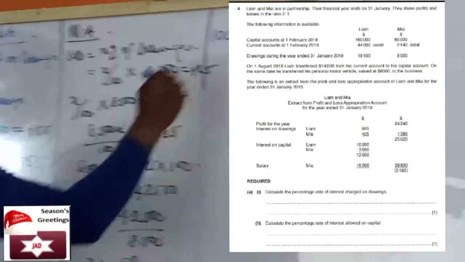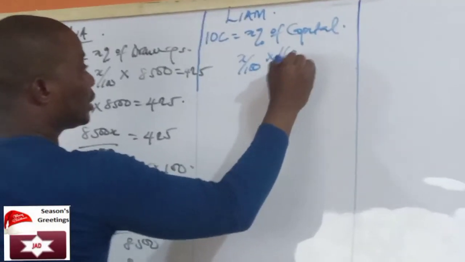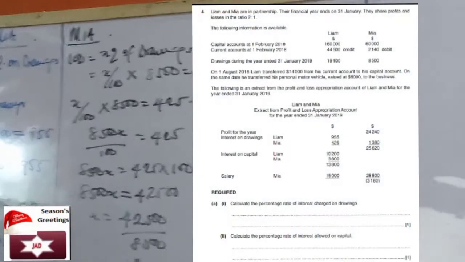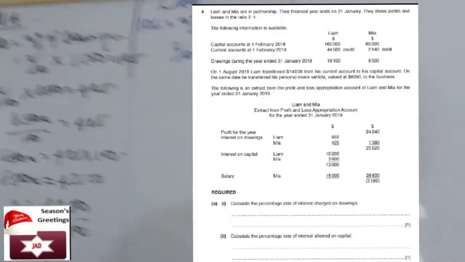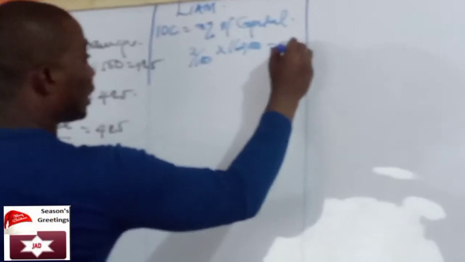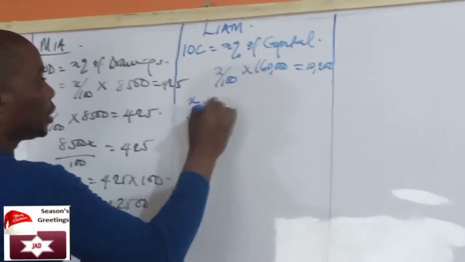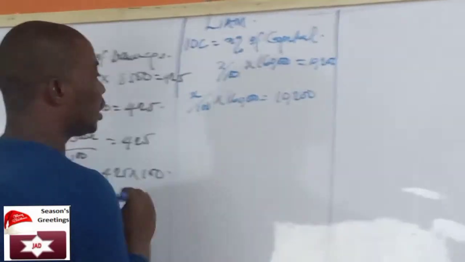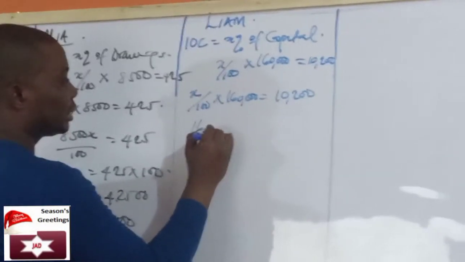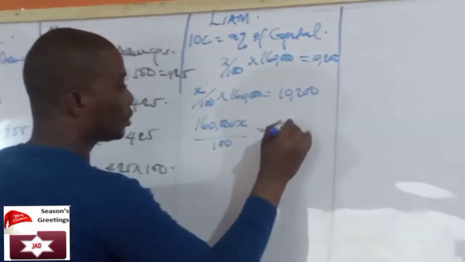So we're going to say X over 100 times 160,000 equal to how much they give. They supplied it in the extract there. Interest on capital for Liam is $10,200. So that would be equal to $10,200. So basically, X over 100 times $160,000 equal to $10,200. So basically, 160,000 X over 100 is equal to $10,200.